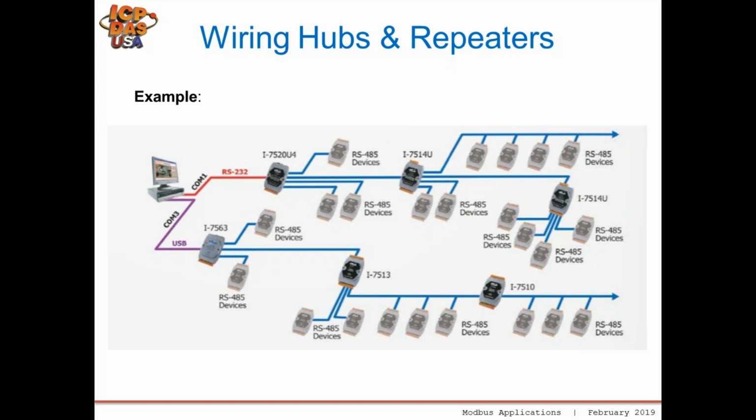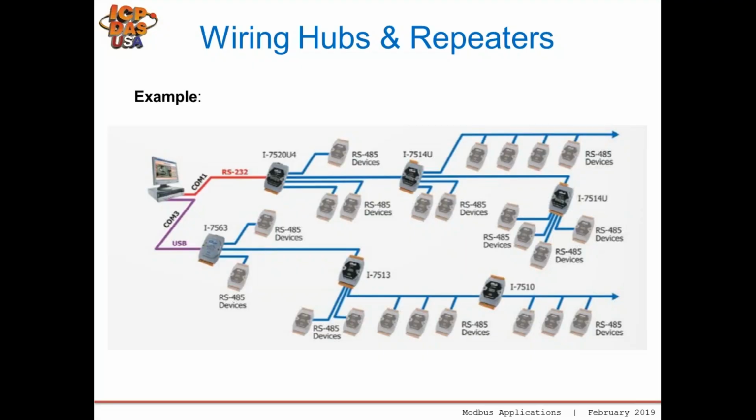COM 1 at the top starts off as RS-232, and the signal is converted to RS-485 and branched off into 3 different directions, and is branched off even more by a second I-7514U. At the bottom, the communication starts off as a USB connection going to our I-7563, branching off into 3 branches, and then one of the branches branches off even further using the 7513, and the 7510 reads in and repeats the signal, so you can increase the signal strength and increase the bus length, and more nodes can get the communication.